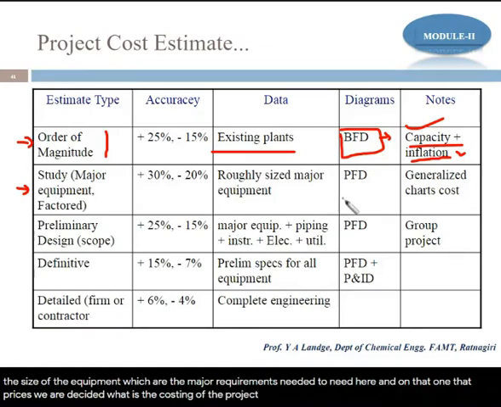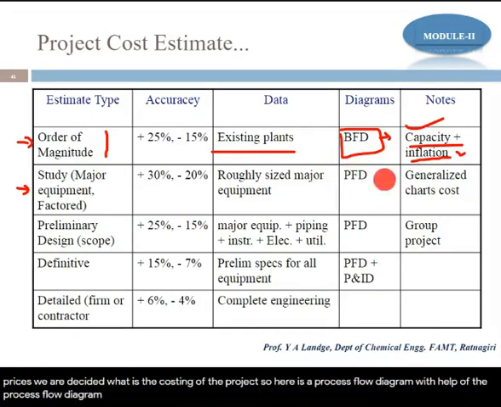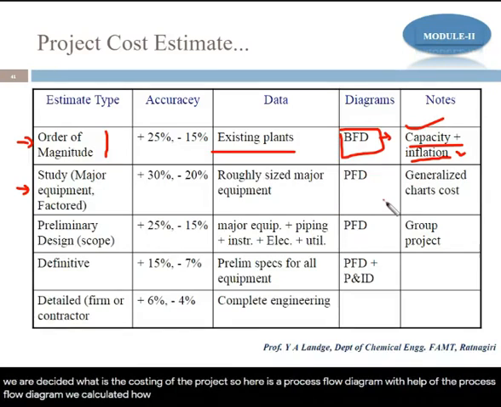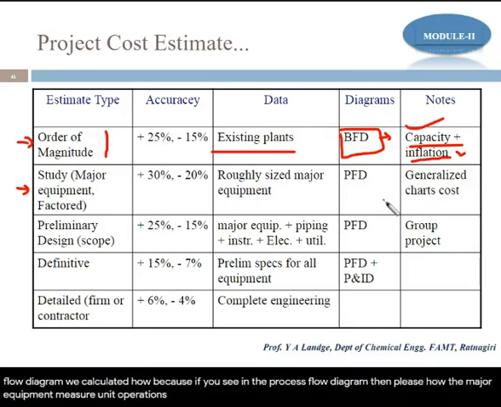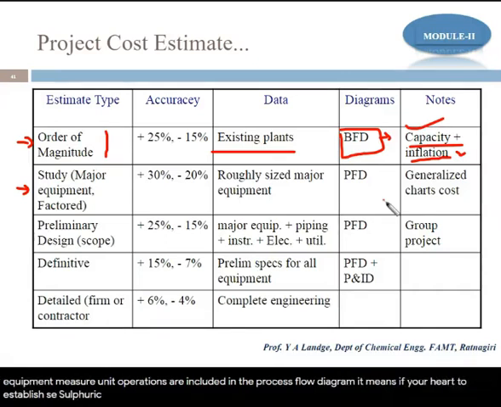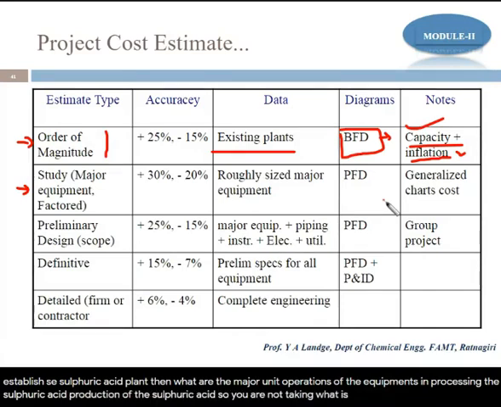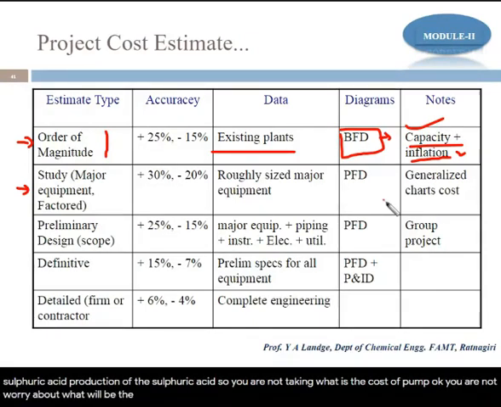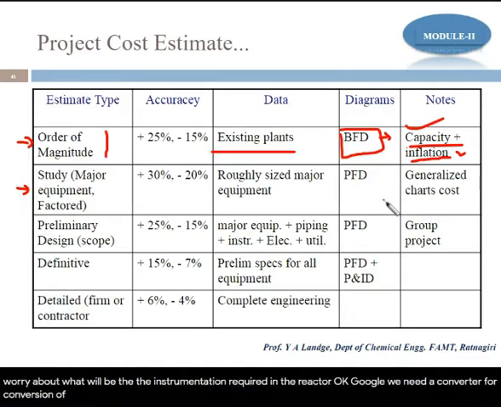So here is the process flow diagram. With the help of the process flow diagram we calculate it. How? Because if you see the process flow diagram, the major equipments and major unit operations are included in it. It means if you have to establish, say, a sulfuric acid plant, then what are the major unit operations or equipments in the production of sulfuric acid? So you are not taking the cost of a pump. You are not worrying about what instrumentation is required in the reactor. Because we need a converter for the conversion of SO2 to SO3.